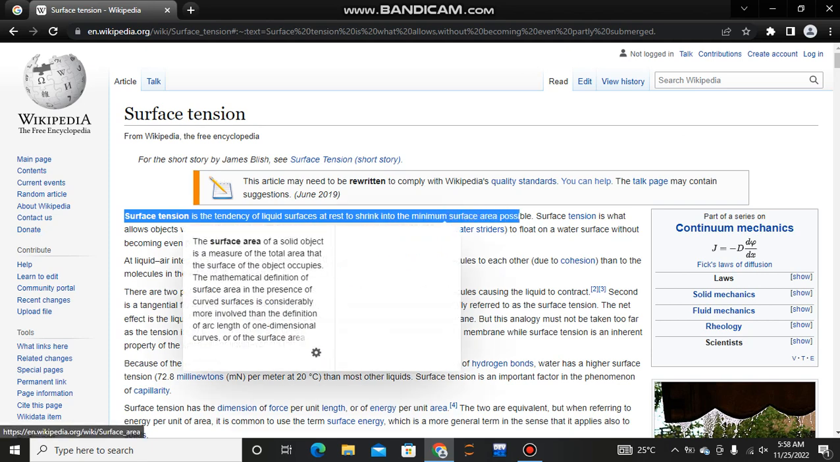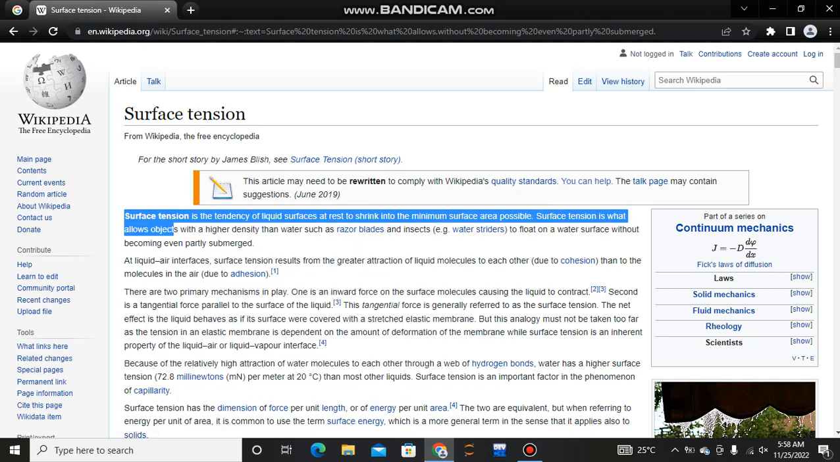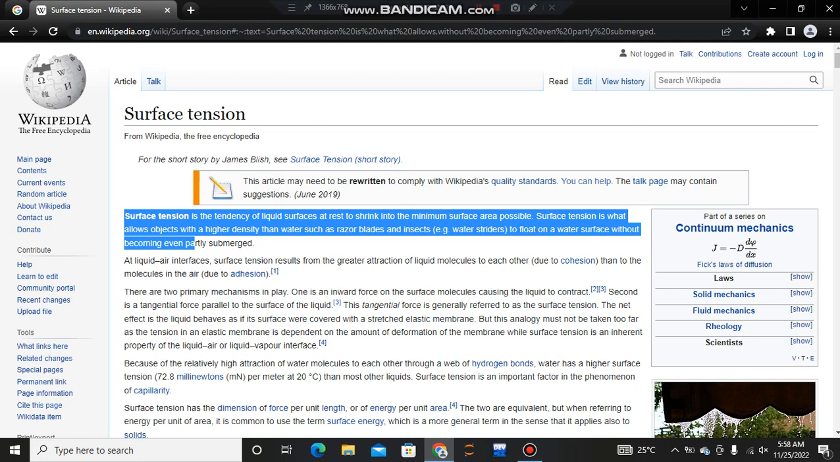Surface tension is the tendency of liquid surfaces to shrink into the minimum surface area possible. Surface tension is what allows objects with a higher density than water, such as razor blades and insects, for example water striders, to float on the water surface without becoming even partly submerged.